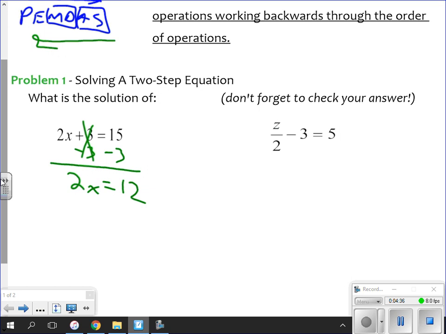I'm still doing something to the x. I'm multiplying the x times 2. What's the inverse of multiplying? What do I need to do to this? Divide. Divide by 2. So I divide both sides by 2. My 2's cancel here, and I get x equals 12 divided by 2, which is 6.